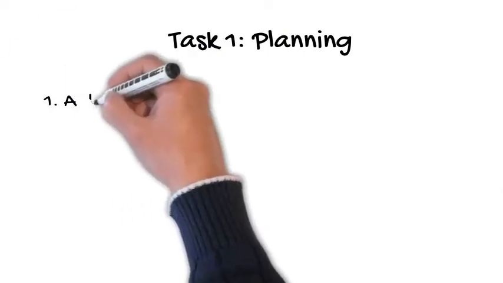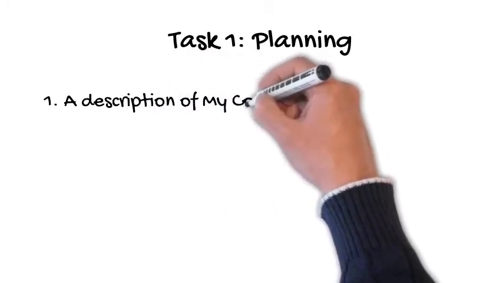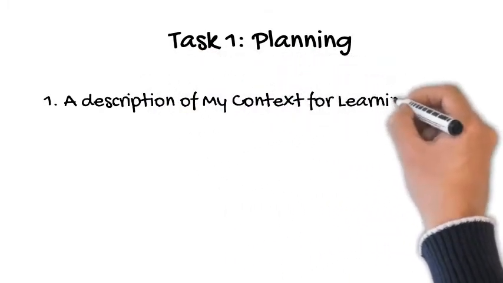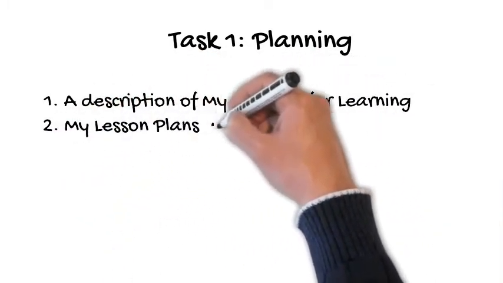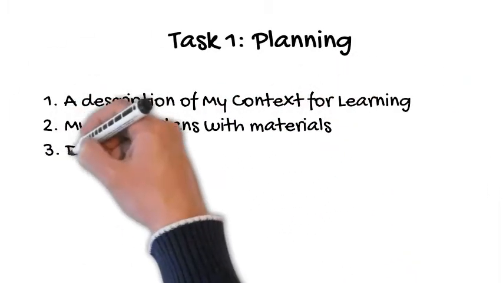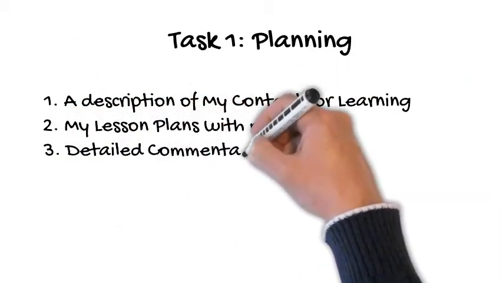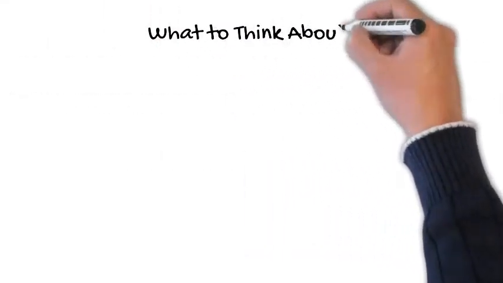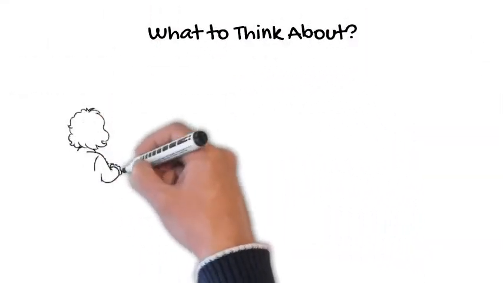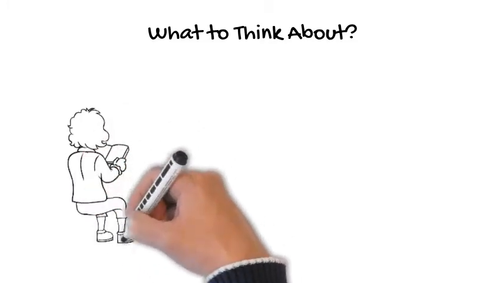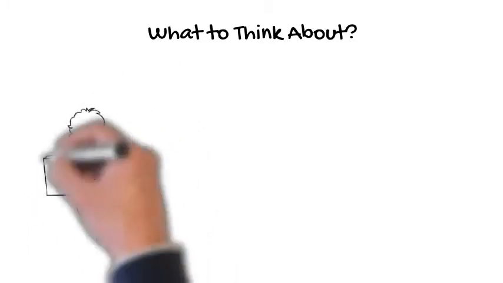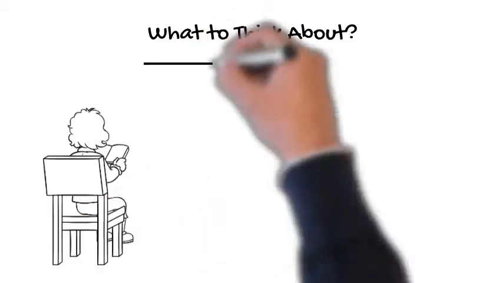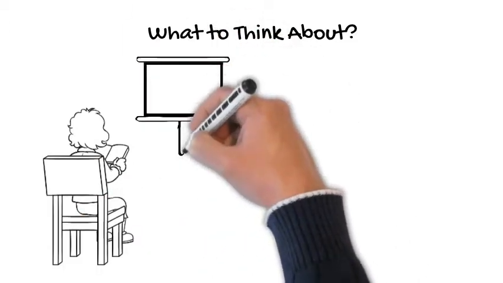In Task 1, Planning, you will be providing 1. A description of your context for learning. 2. Your lesson plans with materials. 3. Detailed commentary explaining your plans. In Planning Task 1, you will describe your plans for the learning segment and explain how your instruction is appropriate for the focused learner and the content you are teaching.